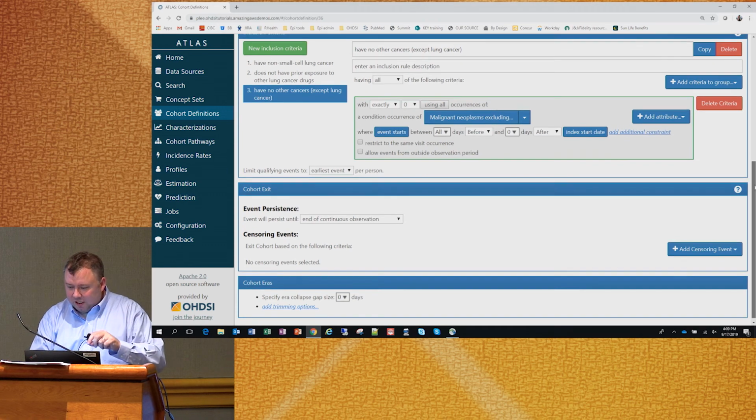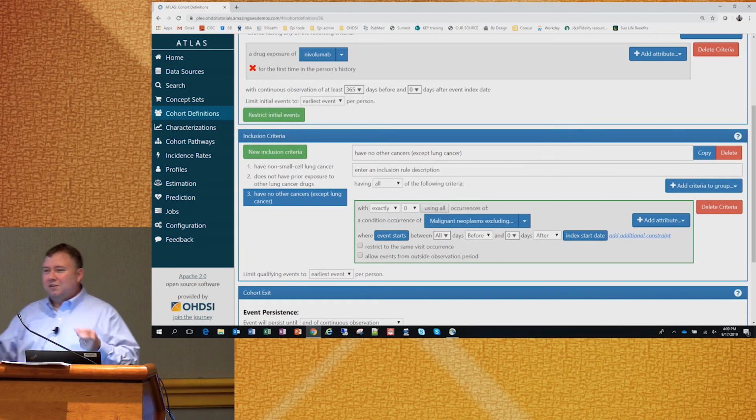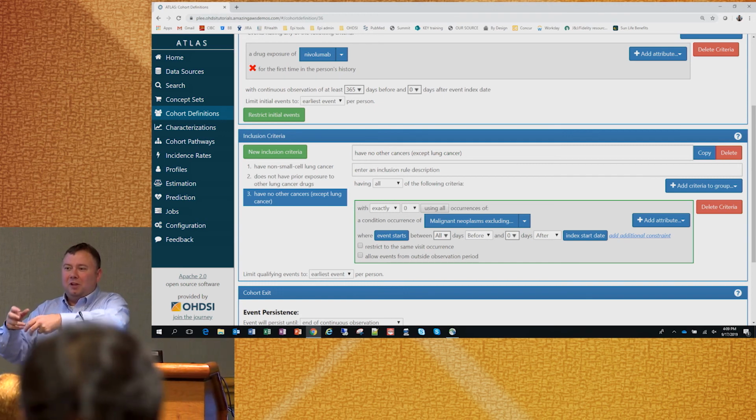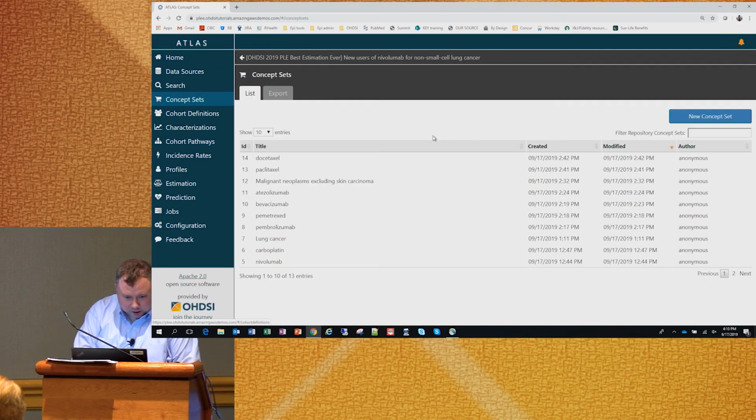The change that I just need to make quickly is right now that list of cancers includes lung cancer itself. So I have to just remove the lung cancer from that list, which I'm actually going to just do here real quick.